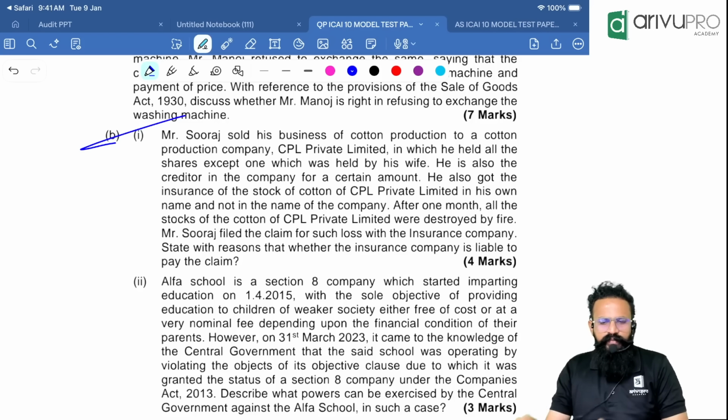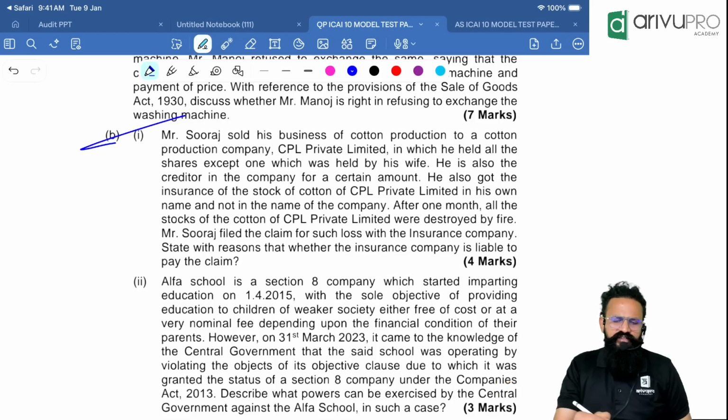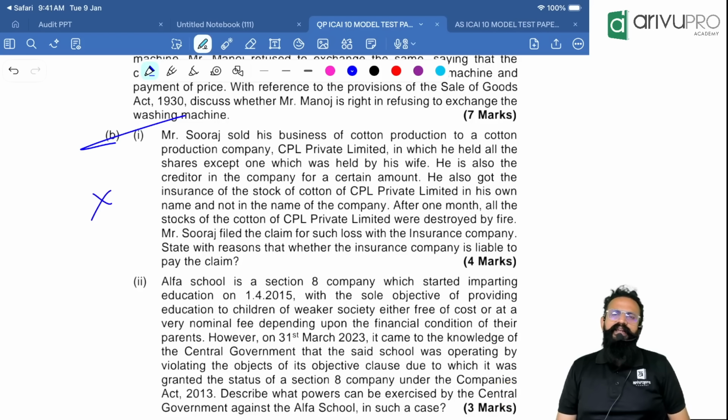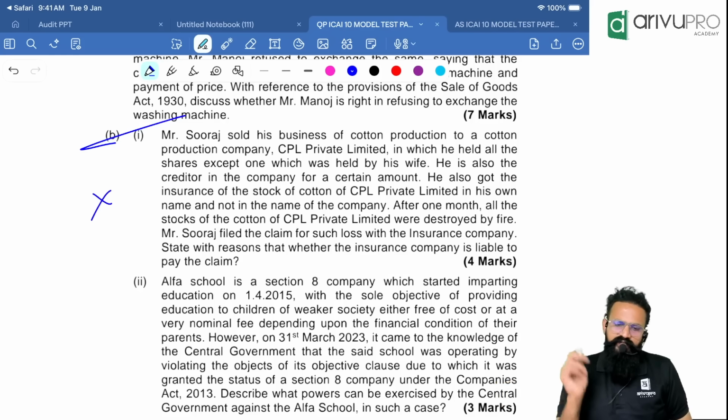So on that ground, people, Macaura versus Northern Assurance Company: a company is a separate legal entity, separate from its members. So whatever Mr. Suraj did is not right and not valid.